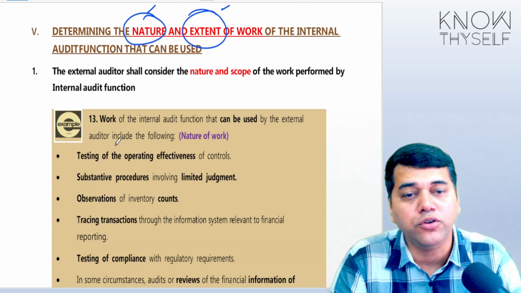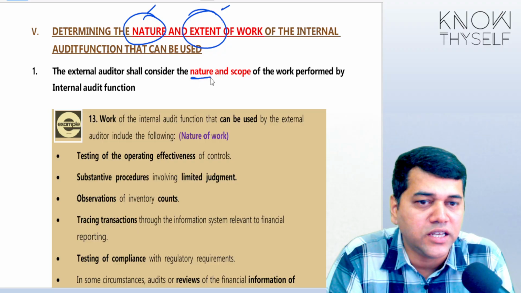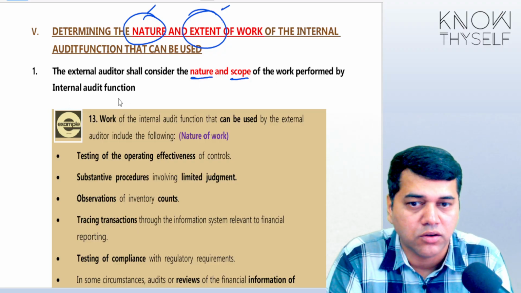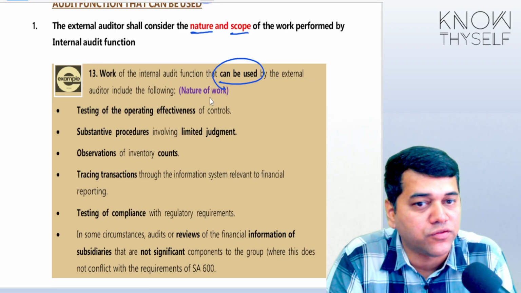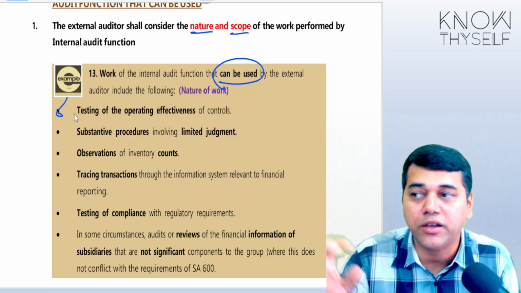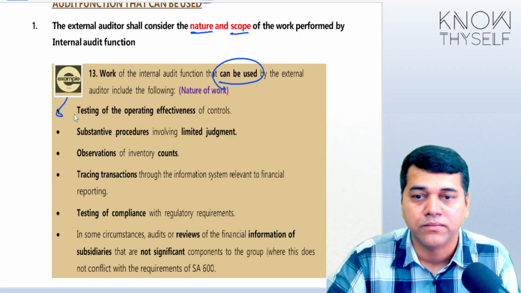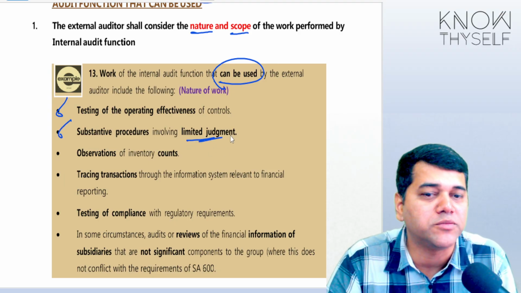So if you have to decide the nature and scope, I can say the external auditor shall consider the nature and the scope of the work of the internal audit function. Now, which type of work can be used? Nature of the work: you can use their work in testing the effectiveness of internal control, because they are also testing it. Can you use them for substantive procedures? Yes, with limited judgment.